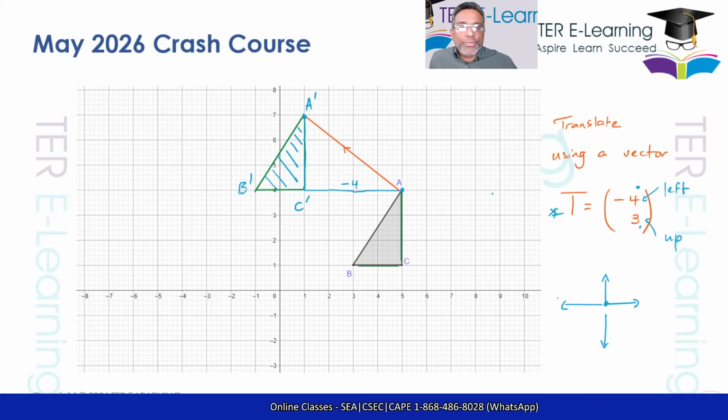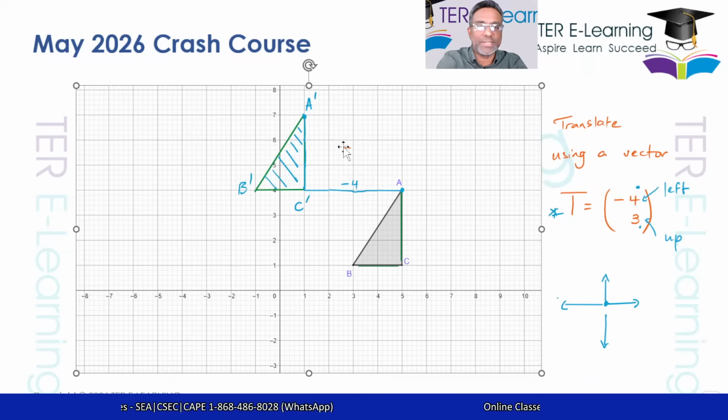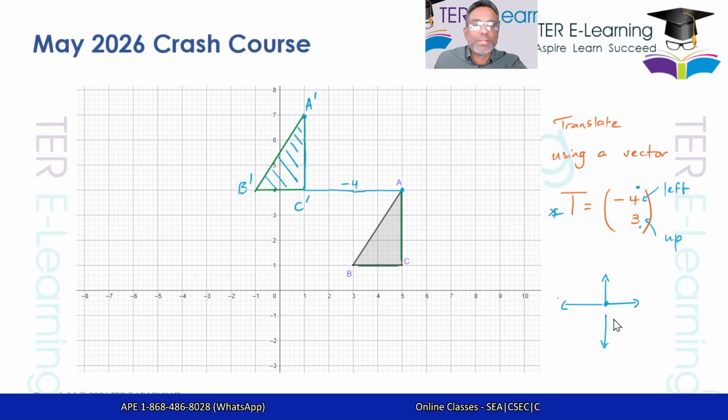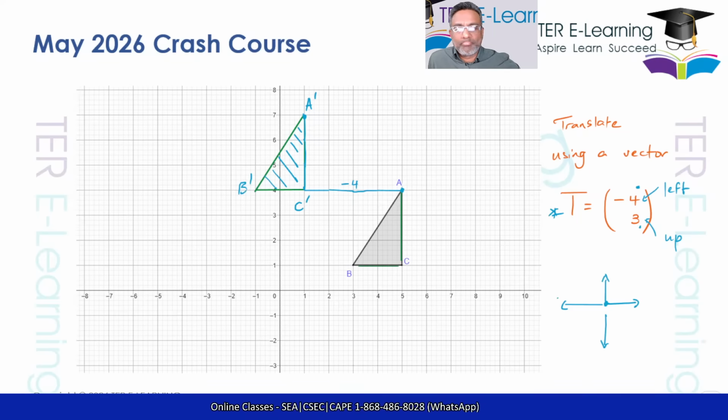Okay? Now you don't need to put this arrow here. This arrow that I have here is not required. I'm just showing you it's a vector. That's basically what it is. It's a vector. Okay? Right? Hope that's making sense.